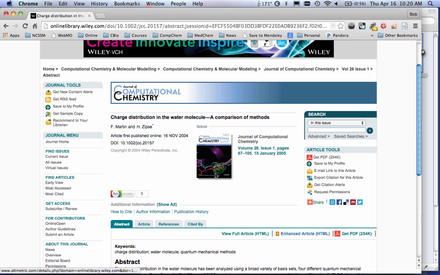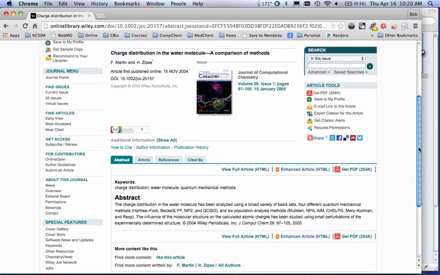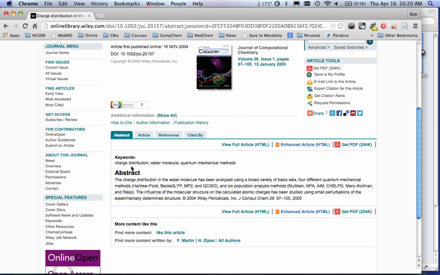And I'm looking at the, let's see, if I scroll down here, it gives me an abstract. It's talking about charge distribution. Yes, that's what I'm interested in. It's talking about quantum mechanical methods. Yes, that's what I'm interested in. And it gives me an abstract here that says they use 4 different methods, and here they describe the methods, and I know what those are.